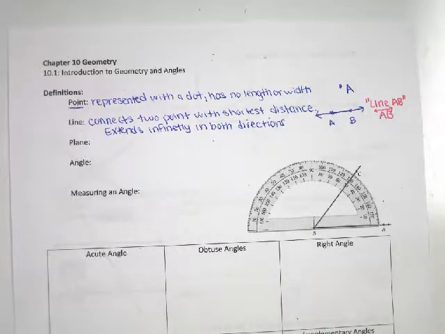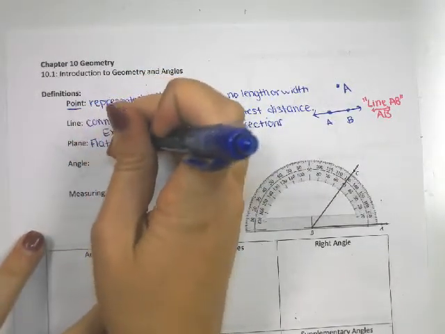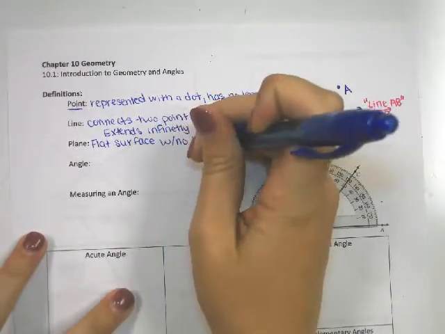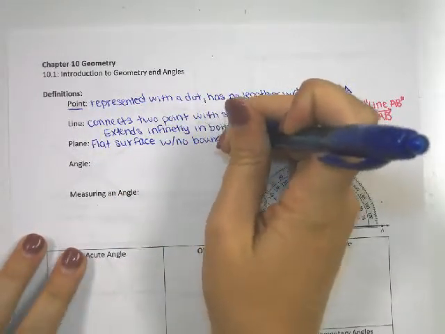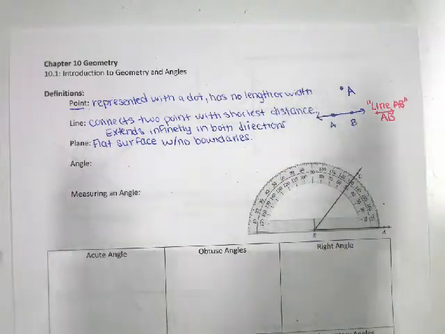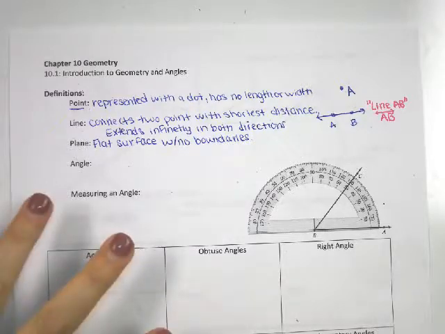So a point has no dimension, a line we're going to say is one-dimensional, and a plane we think of as a 2-dimensional surface. So a plane is a flat surface with no boundaries. You might think about a piece of paper as a plane, however, it has to have no boundaries. So we're not talking 8.5 by 11, we're talking about it goes on forever in all directions. So planes have no boundaries, they continue.